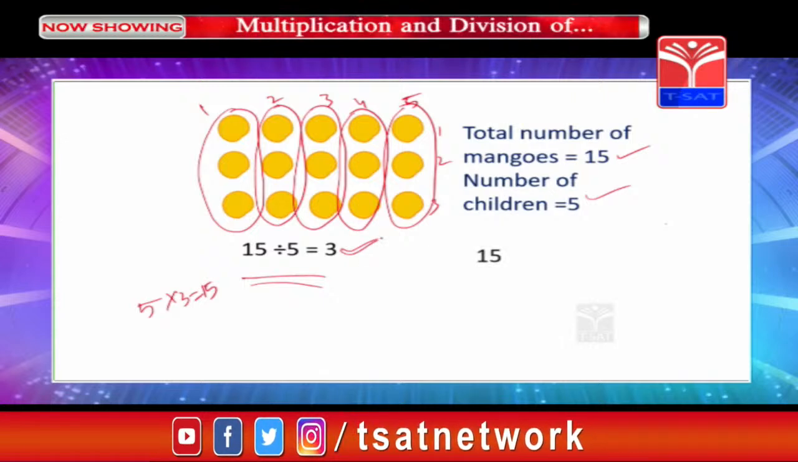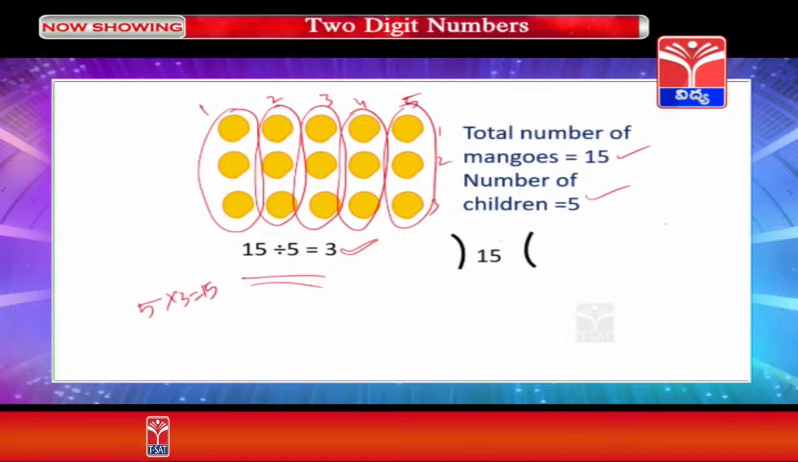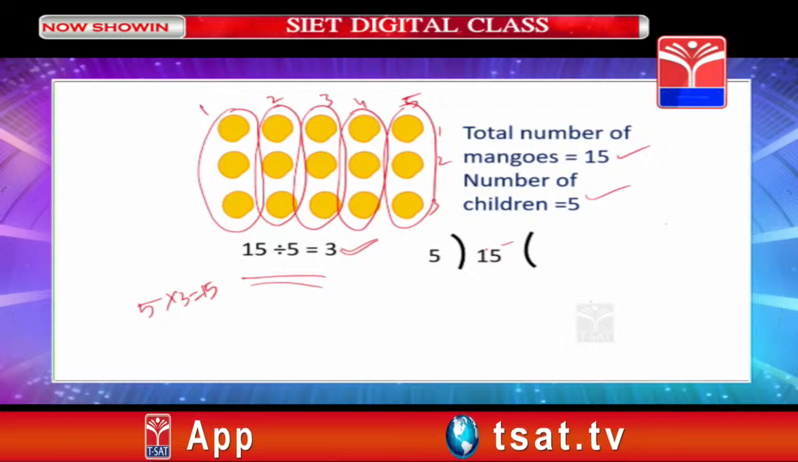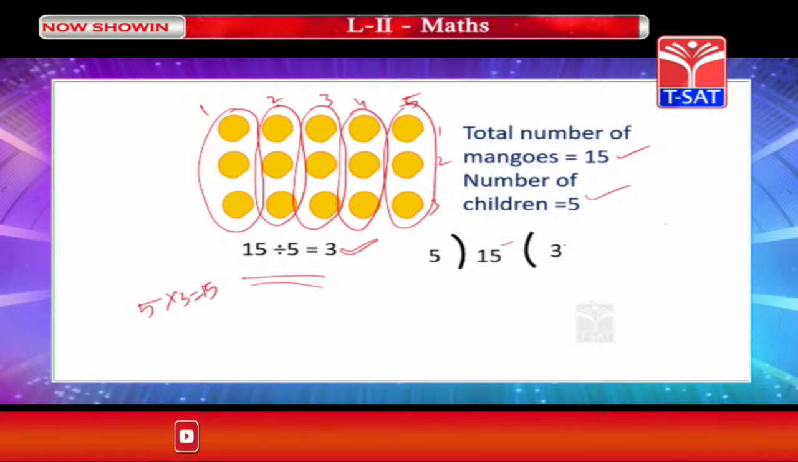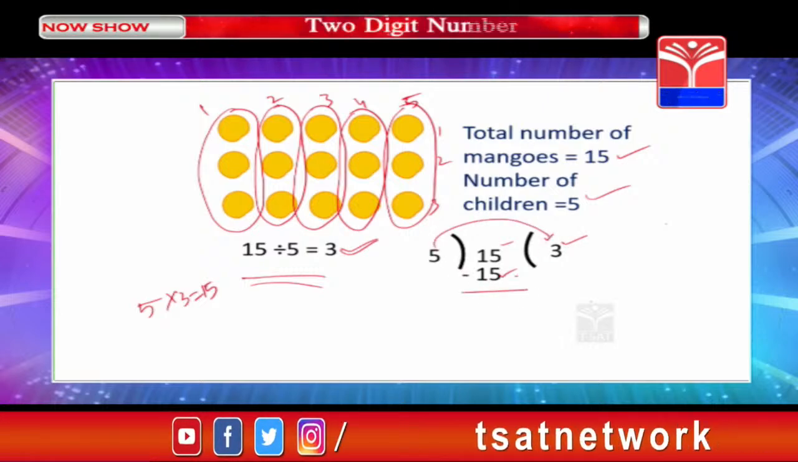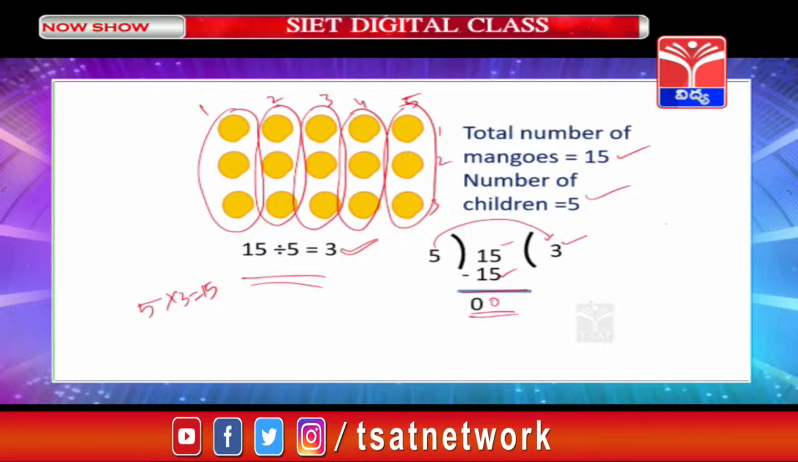And we move to the standardized method like this. When we are going to process the division, you have to write like this. Next, 15 is the dividend and 5 is the divisor. 5 3s are 15. So 3 is the quotient, 5 3s are 15, right? 15 minus 15, the remainder is 0, right?